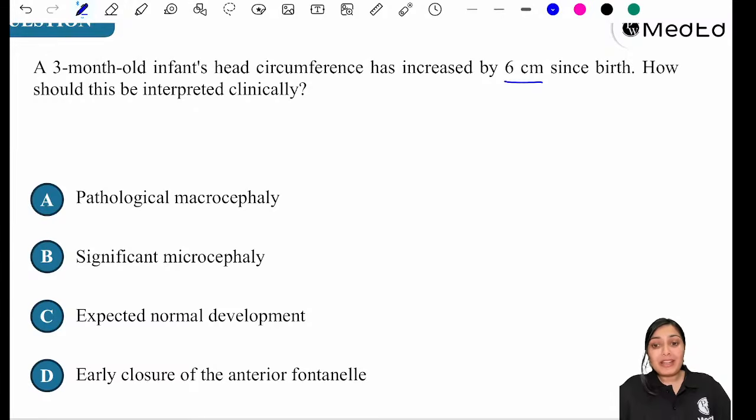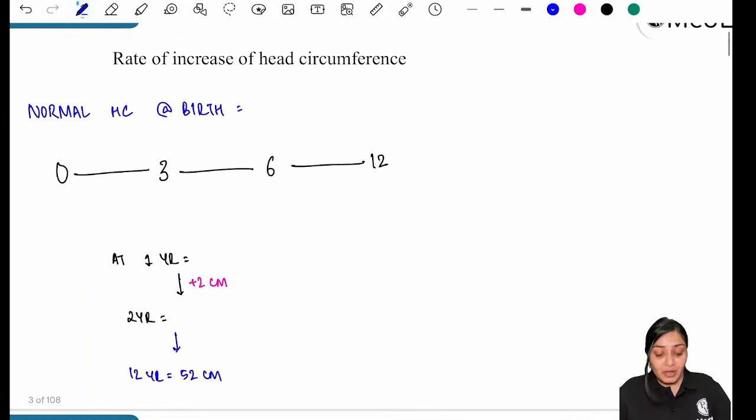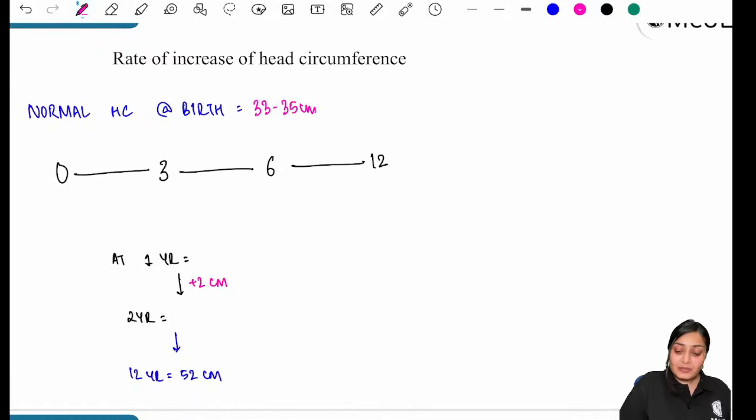To interpret anything, you should know what is normal. Then only you can know what is abnormal. Macro, you know, big head. Micro, you know, small head. So let's understand what is the normal rate of increase in the head circumference of an infant. Firstly, the normal head circumference at birth is 33 to 35 centimeter. This is 60% of the adult size.